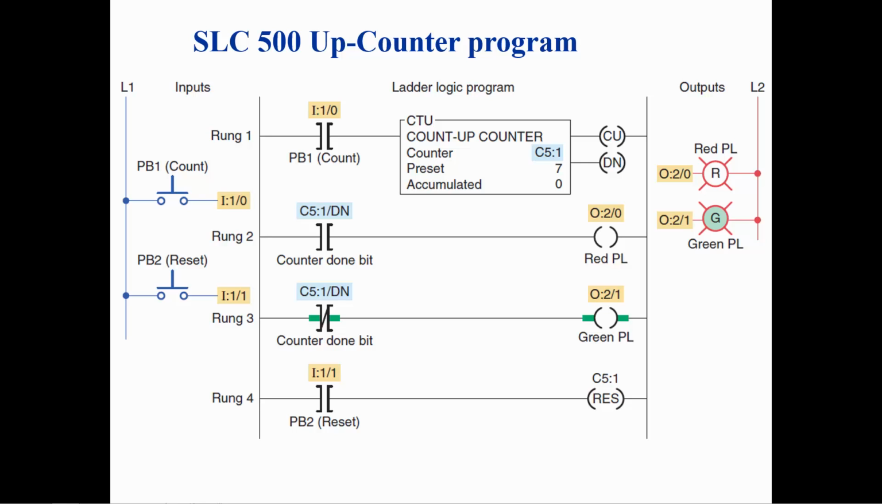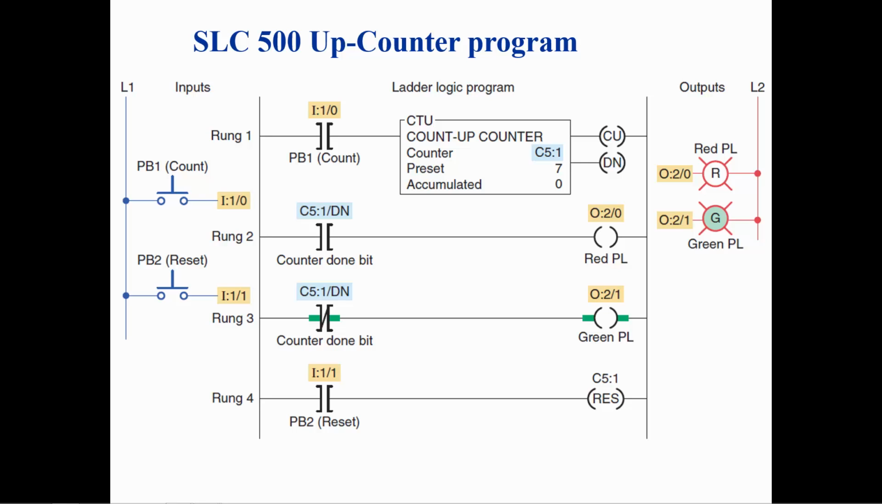When the DN bit is true, the examine if closed instruction on rung 2 will turn on the red pilot light at O:2/0, and the examine if open instruction on rung 3 will turn off the green pilot light O:2/1.